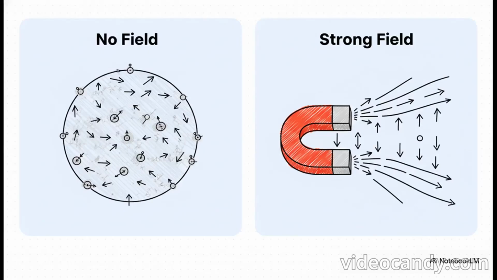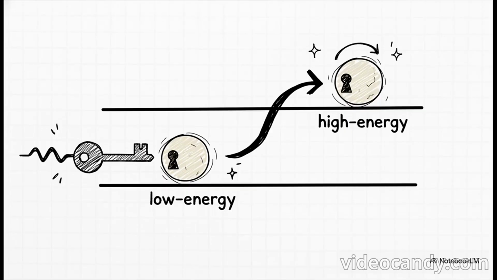So what happens when you take a bunch of these tiny magnets and stick them inside a massive magnetic field? Left to their own devices, they're all just pointing in random directions. But as soon as you turn on that strong external field, boom, they snap to attention. They either line up with the field, that's a comfy low energy state, or they line up against it, which takes more energy.